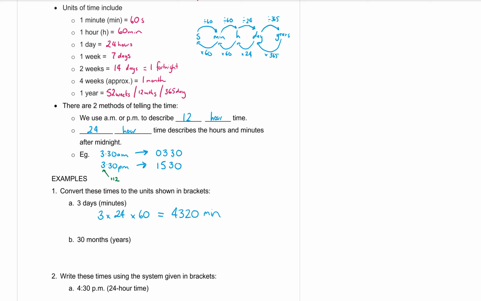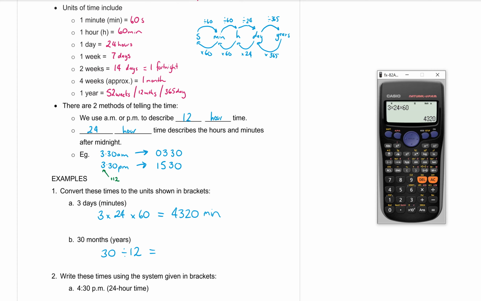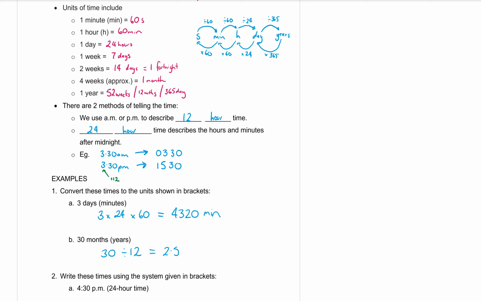Now, months isn't on my diagram because days don't convert to months nicely, but we do know that there is 12 months in a year. So if I want to convert 30 months into years, I would need to divide, because I'm changing into a bigger unit. So 30 divided by 12 on the calculator gives 2.5 years.